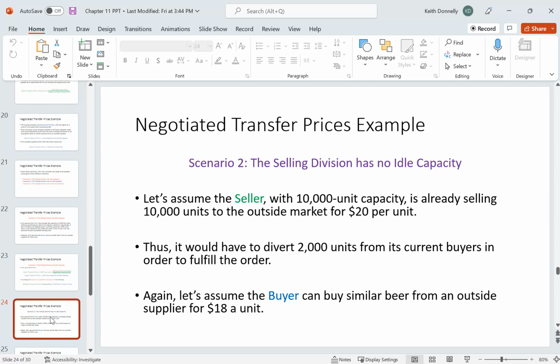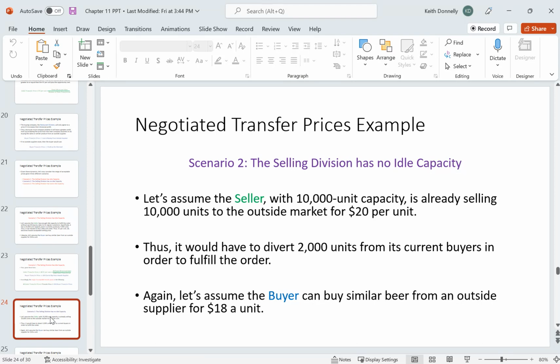Let's look at scenario 2 here. Let's assume that the seller, the beer division, with the 10,000 unit capacity, is already at full capacity. In other words, they're already selling 10,000 units to the outside market for $20 per unit. In this case, there would be an opportunity cost. In order to fulfill this internal order, we would have to divert 2,000 units from our current external sales.